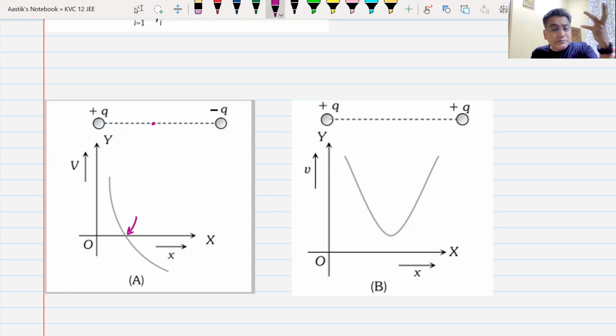If one charge is more and the other one is less, towards which side will the point of zero potential lie? Towards the lesser charge or towards the heavier charge? Towards the more charge, sir. Okay. Try to find it out. Do you understand these two graphs? Yes or no? Yes, sir.